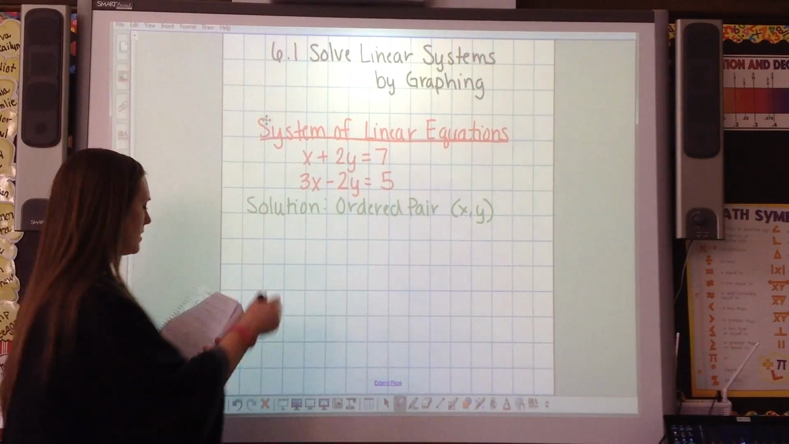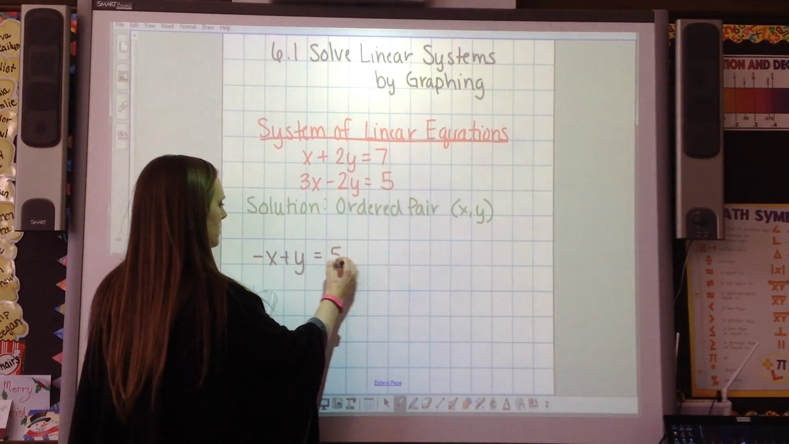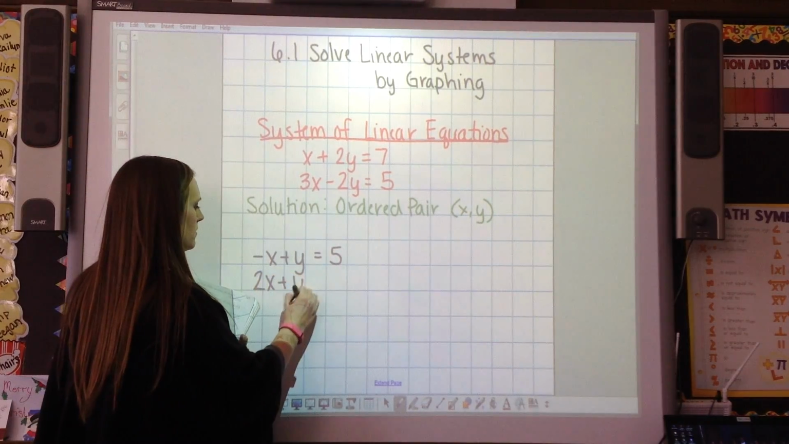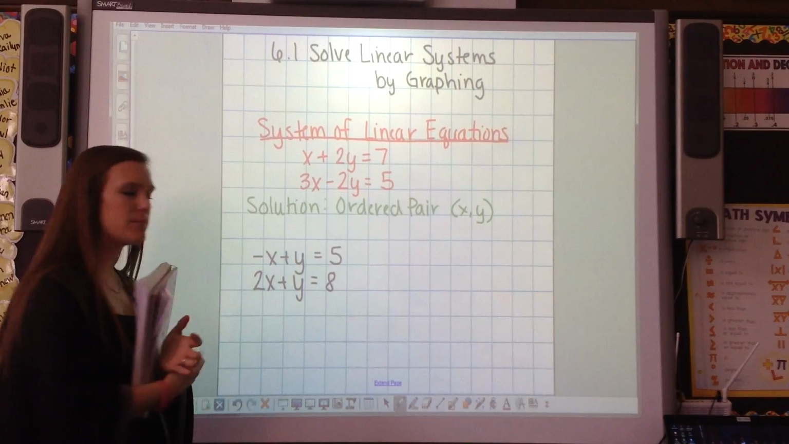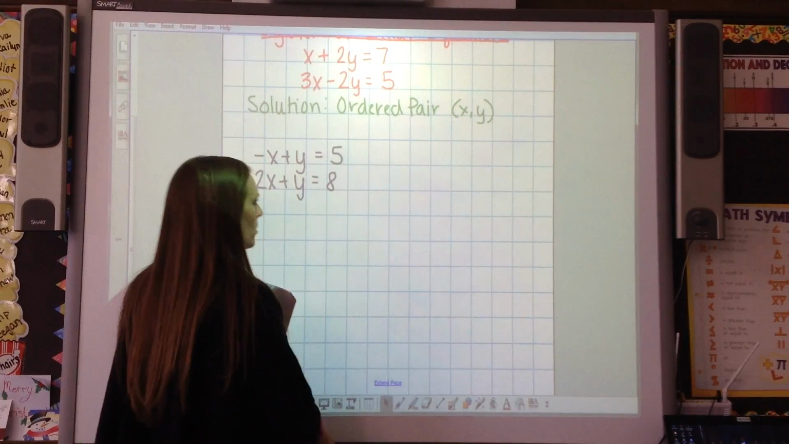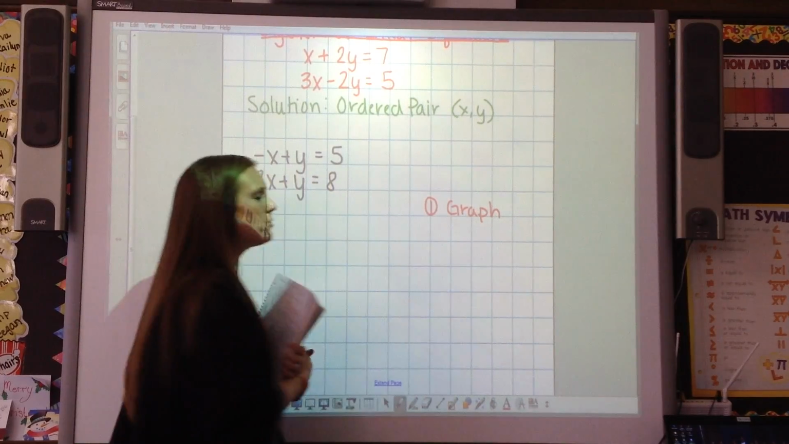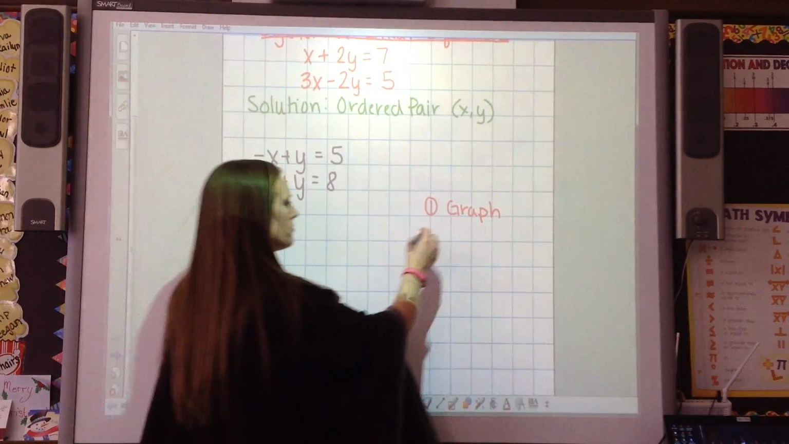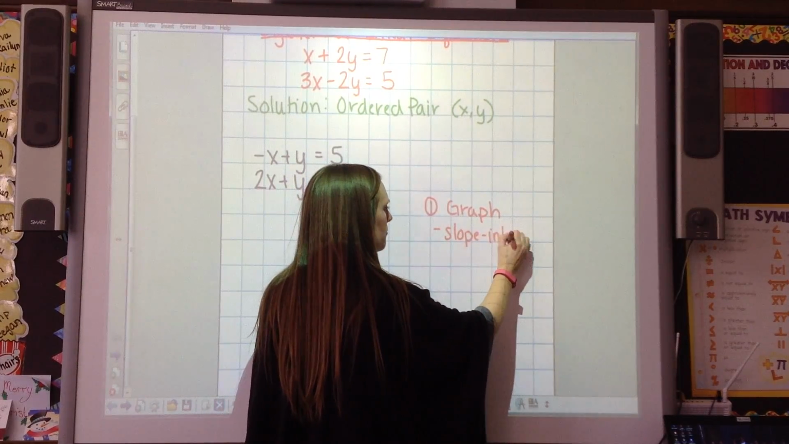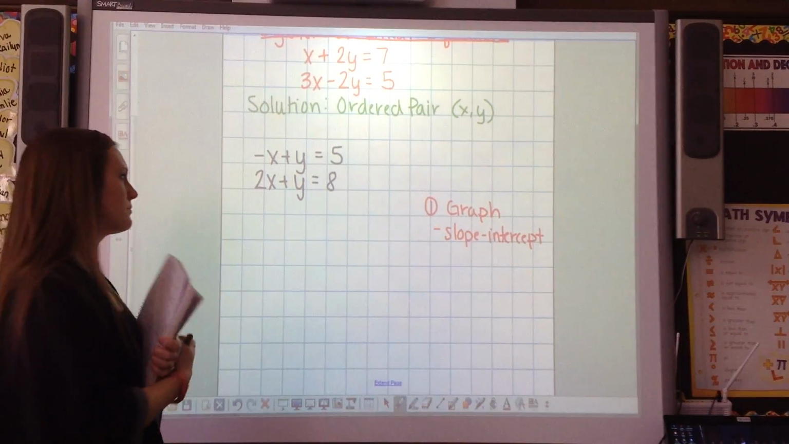Let's say we have negative x plus y equals 5, and the other equation is 2x plus y equals 8. Our job is going to be to graph both of these equations. So I'm going to put up here, step 1. Graph. To graph an equation, you're going to want to make sure it's in slope-intercept form. That means you're going to have an m and a b.